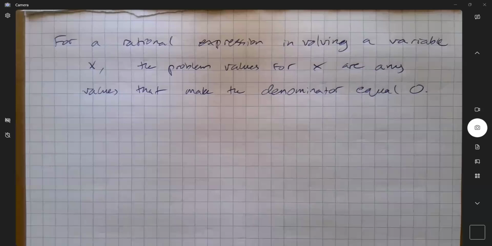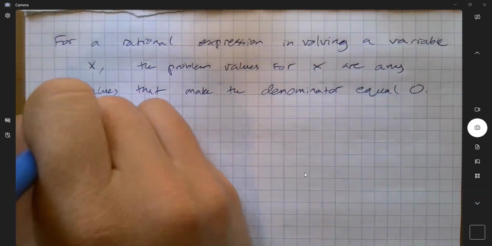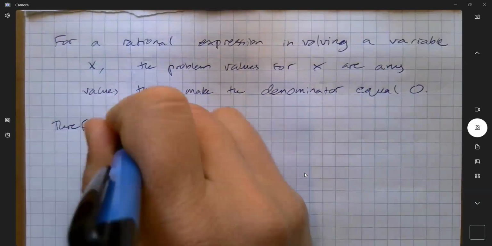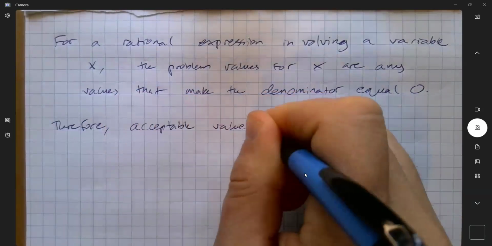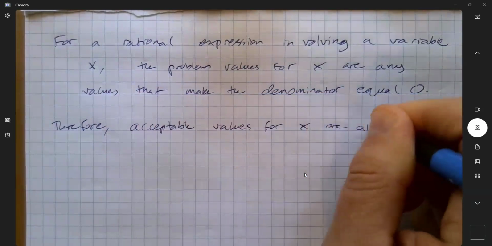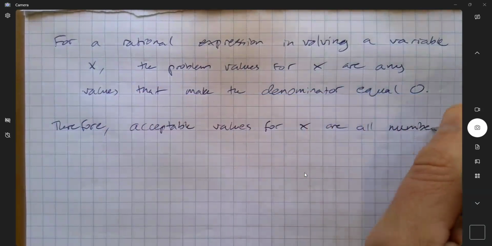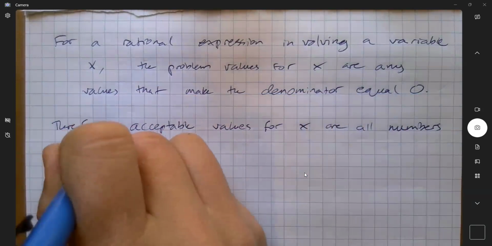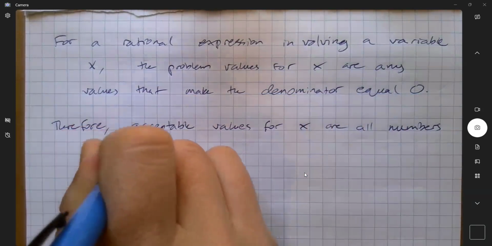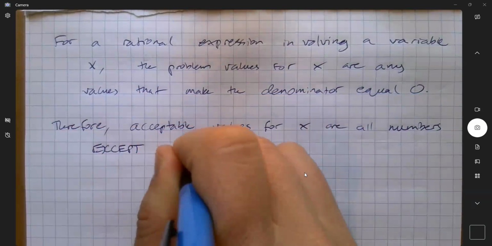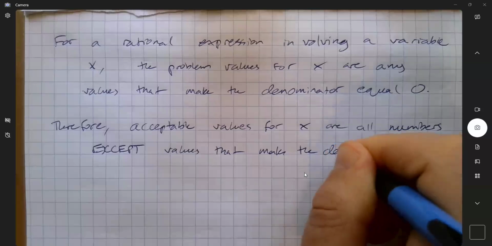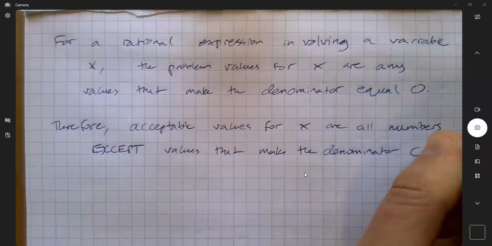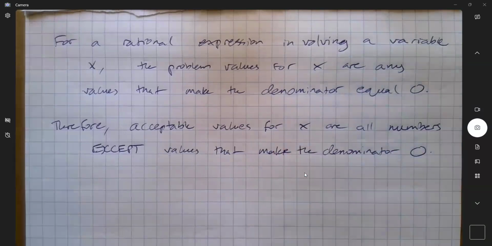Now your homework doesn't talk about problem values, it talks about acceptable values. Therefore, acceptable values for x are all numbers except values that make the denominator 0. That's just another way of saying the same thing.